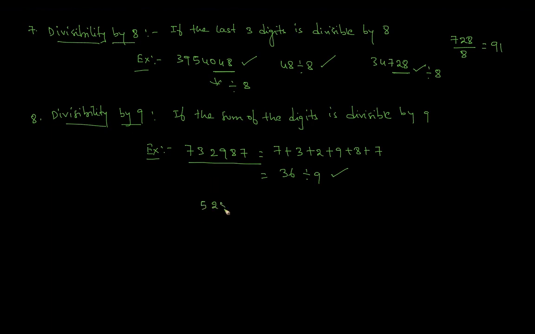Now for example 528. What is the sum? 5 plus 2 plus 8, 15. So this 15 is not divisible by 9. So 528 is also not divisible by 9. Guys, remember one point. Every number which is divisible by 9 will definitely be divisible by 3 also. But every number divisible by 3 will not be divisible by 9. Clear? Good. Now the ninth one, very very important.